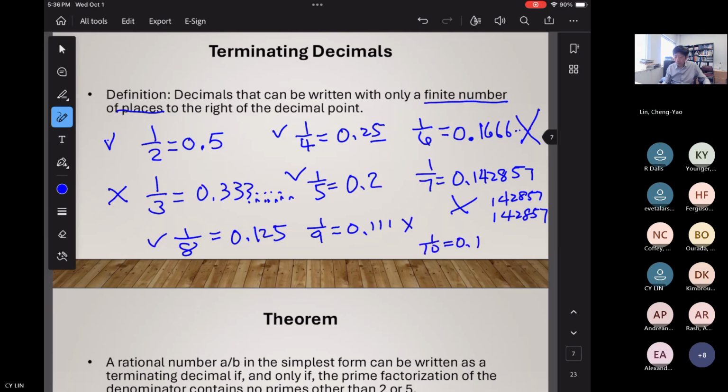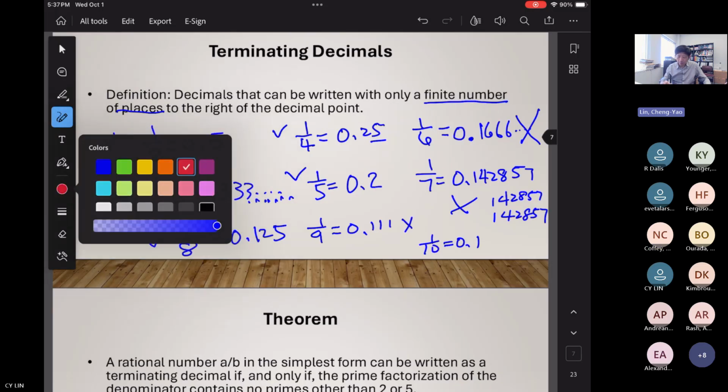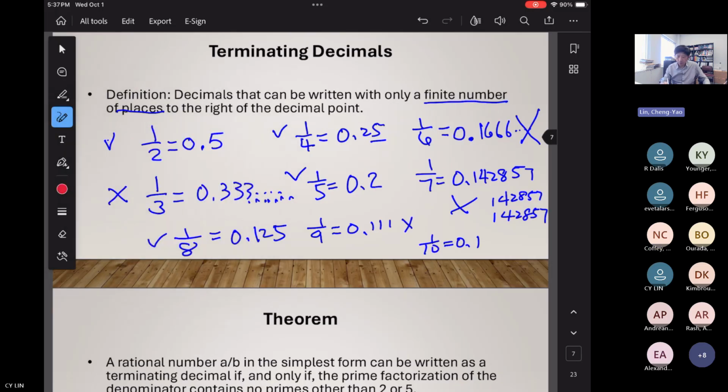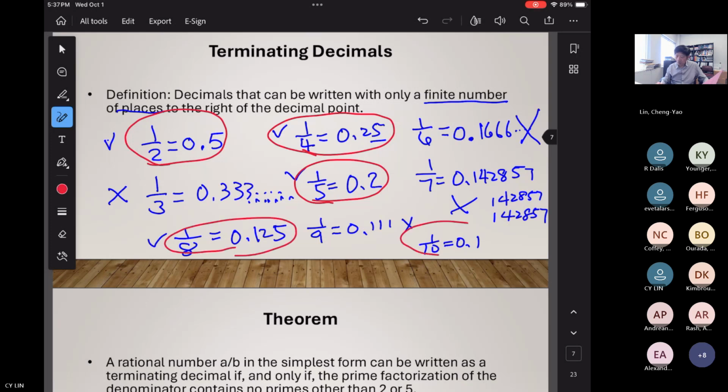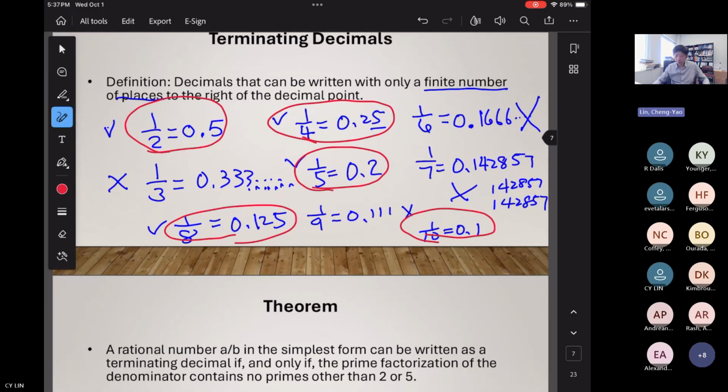What about 1/10? Yes or no? Yes. All right. So now let's observe. This is a yes. This is a yes. This is a no. And this is a yes. And this is a yes. This is a yes. Okay. What did you observe? What did you find? What's the pattern you found?